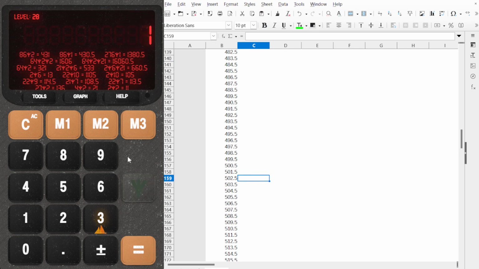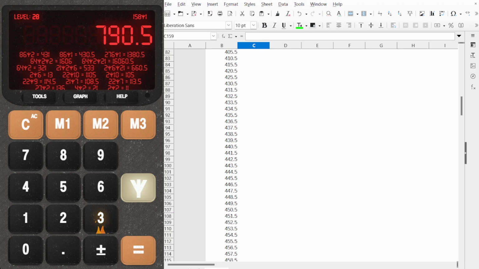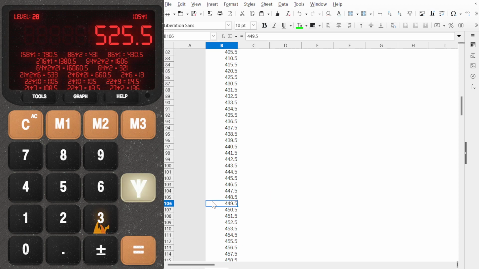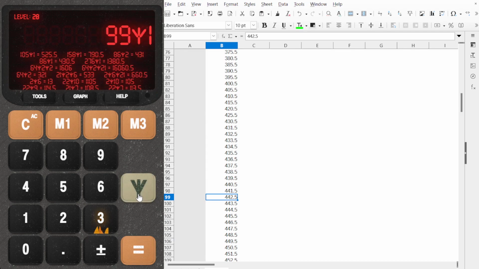If I go for 159, 158 right here, to 1, 790.5, something happened. Right here, something happened. Let's check out 105 to 1. 521. Yeah, again, something happened. I don't know what exactly happened. So maybe exactly at 100 something happens. So 99 to 1, 495 to 0.5 should be what's outputted.